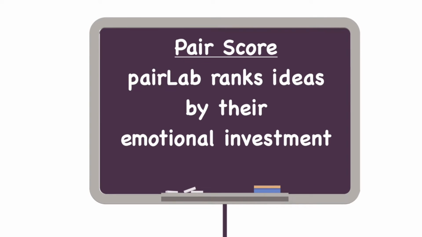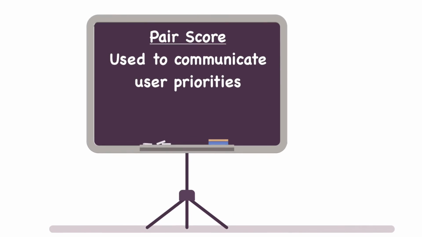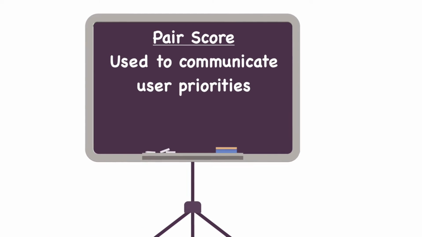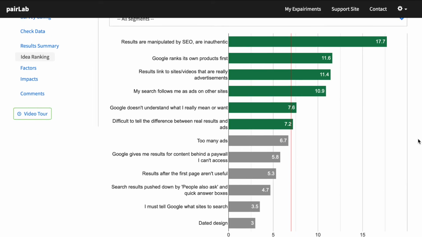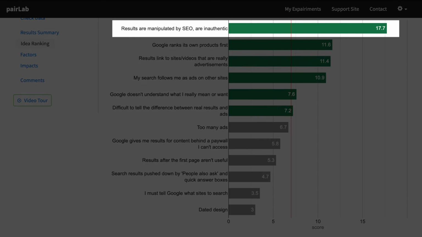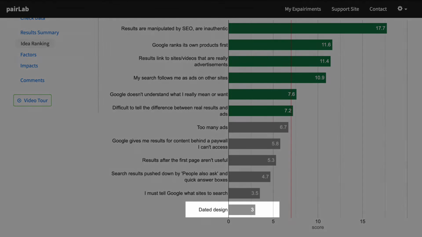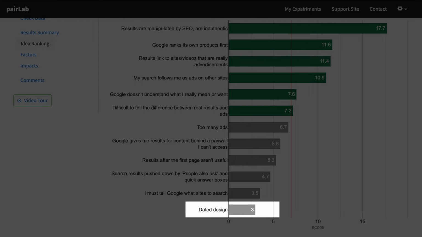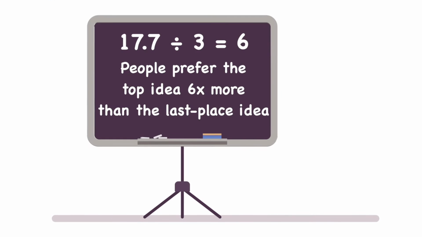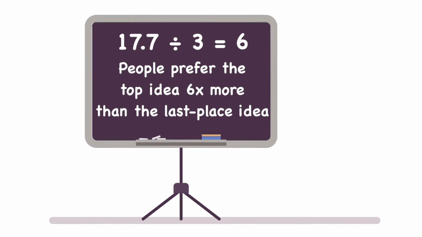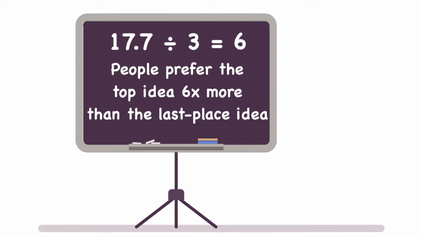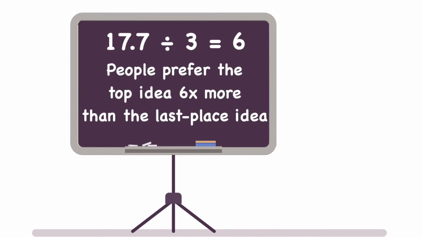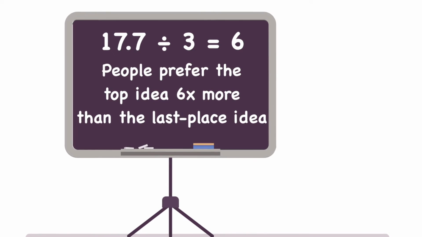Besides rank order, we can use pair scores to communicate results to other people, which is important in meetings and reports. How do we do that? In this chart, we see the number 1 idea, results are manipulated by SEO are inauthentic, has a pair score of 17.7. And the last place idea, dated design, has a pair score of 3. If we divide the higher pair score by the lower one, we get a factor, in this case about 6, and I'm rounding. We can then say to someone, maybe it's our boss, that participants felt frustrated by results that are manipulated by SEO 6 times more than a dated design.